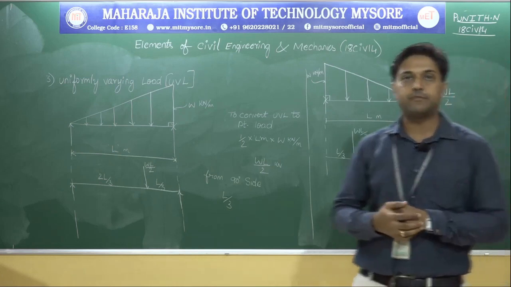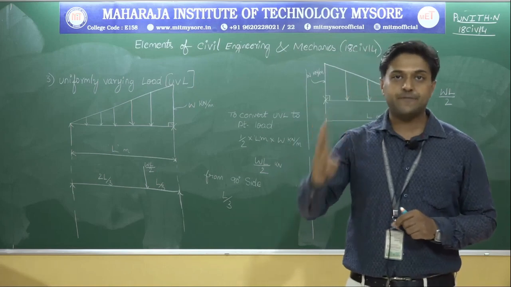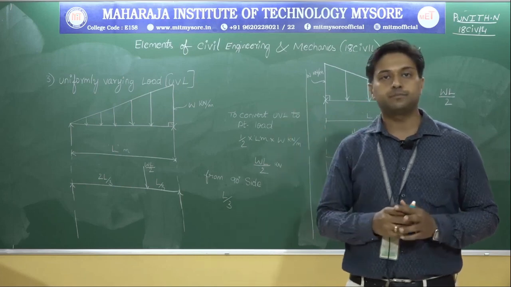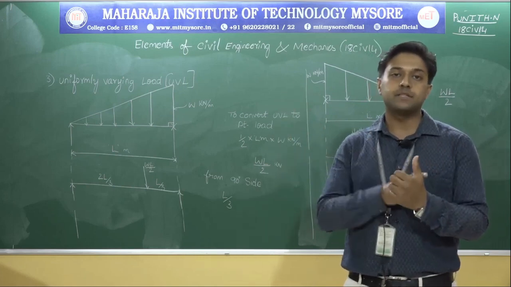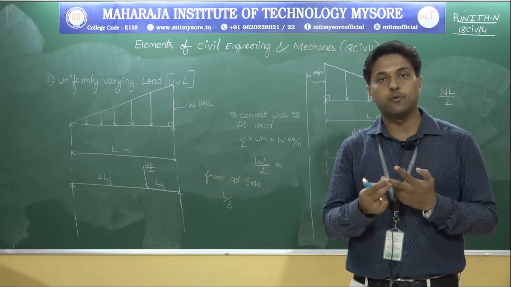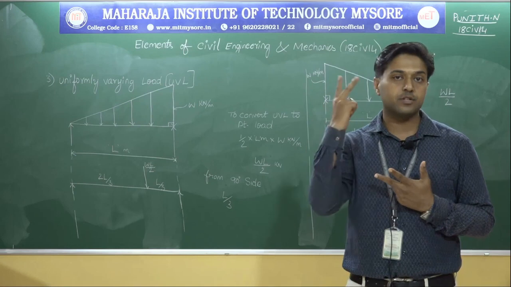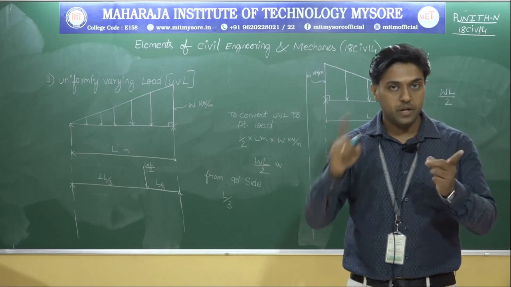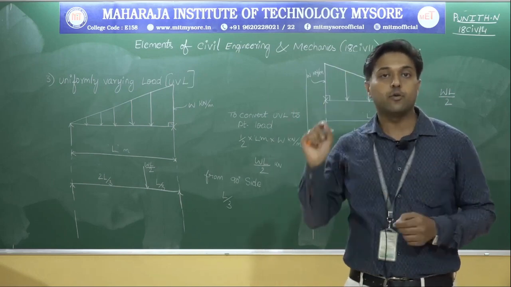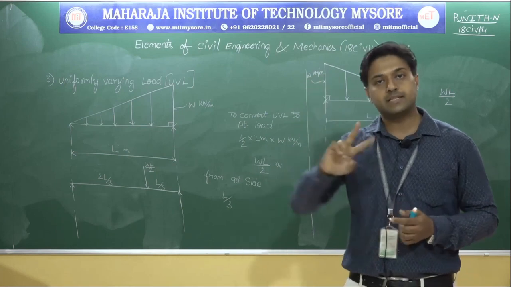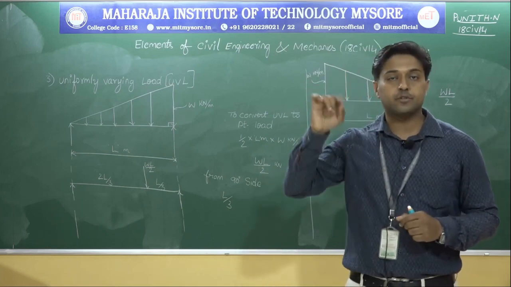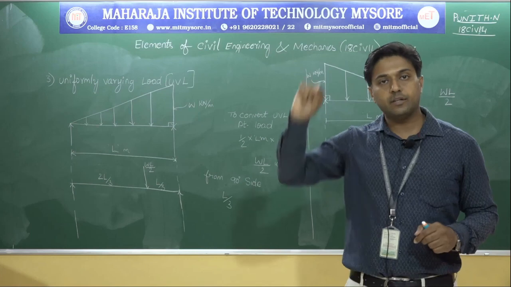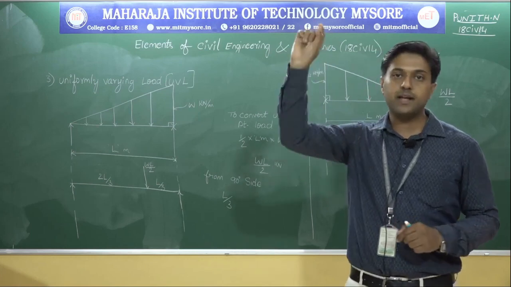Let me brush up on all the things that I have done. I have discussed 3 classifications in this class. The first one was the types of supports. The first one was the simple support. In simple support, there were 2 types: hinged and roller. In hinged support, you will always come across 2 reactions, vertical and horizontal. In roller support, you will come across only 1 reaction, the vertical reaction. The second type is fixed support. In fixed support, 3 reactions will be there: one in the vertical direction, one in the horizontal direction, and one more is the moment.